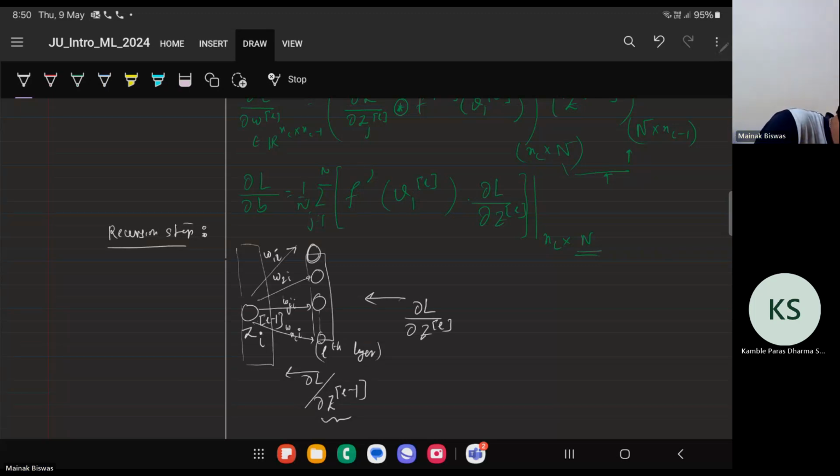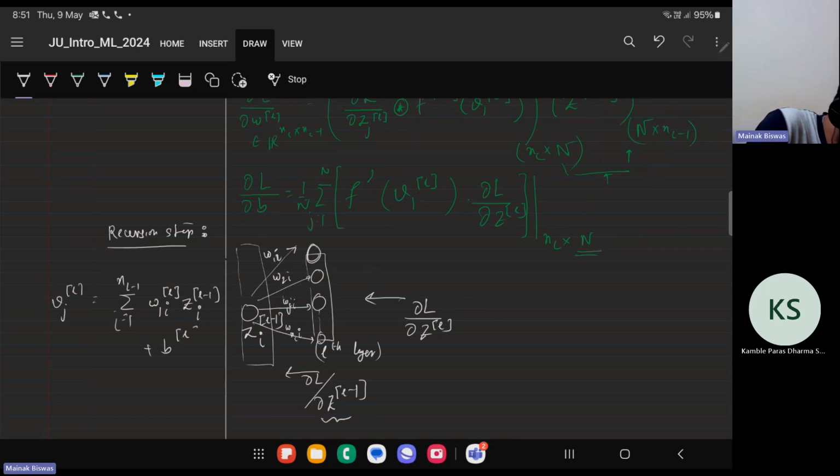So recall, what did you have? You had V_j of L was the summation over i equal to 1 to N_(L-1) of W_ji of L times Z_i of L minus 1, plus B of L. So you sum over all the previous neurons for an output.